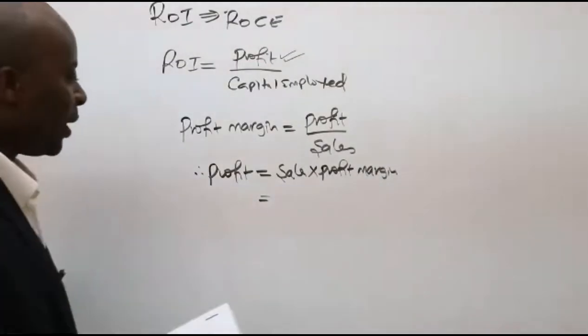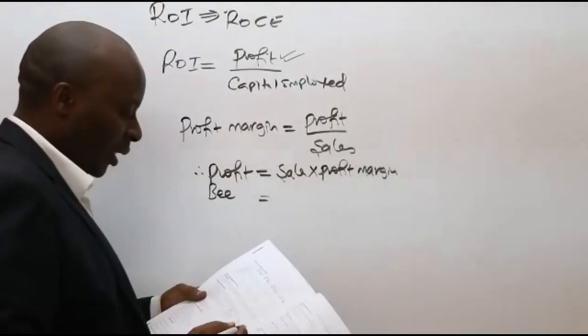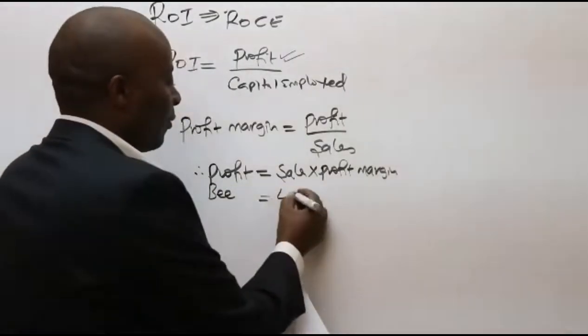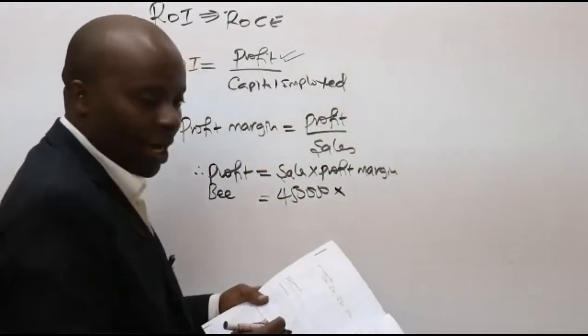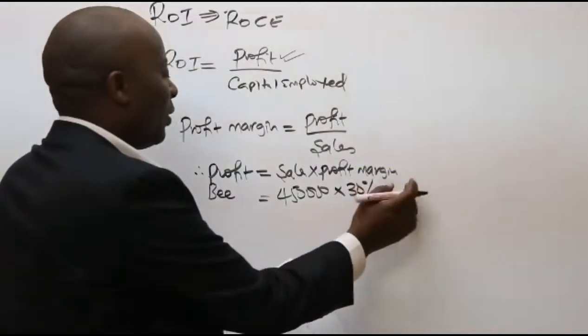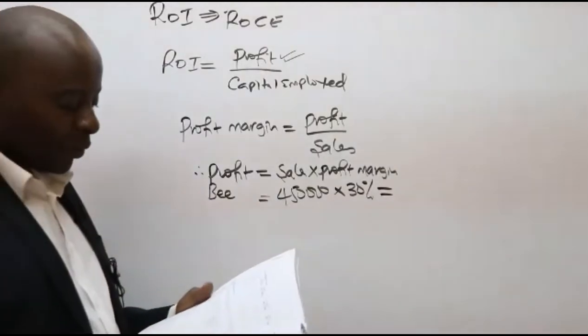So for B, if you are keen, you must have realized they have given us sales of 450,000. How about the profit margin for B? It is 30%. So could you kindly give me the profit that I'm looking for?